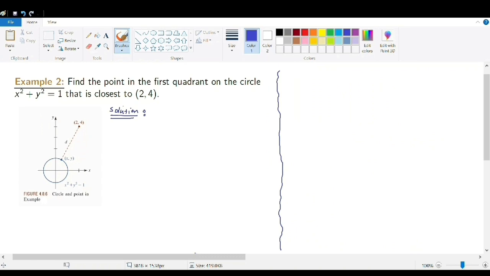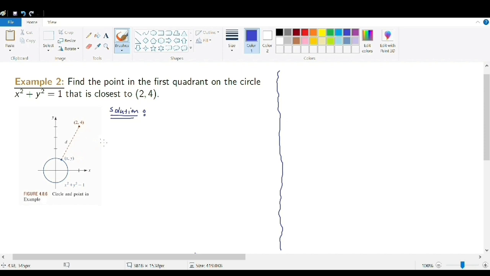Example number 2: find the point in the first quadrant on the circle x squared plus y squared equals 1 that is closest to the point (2, 4). So we have a circle, x squared plus y squared equals 1, the unit circle, and we want to find the point (x, y) in the first quadrant. That means x is greater than 0 and y is greater than 0. This point should be as close as possible to the point (2, 4), so we are looking for the absolute minimum.